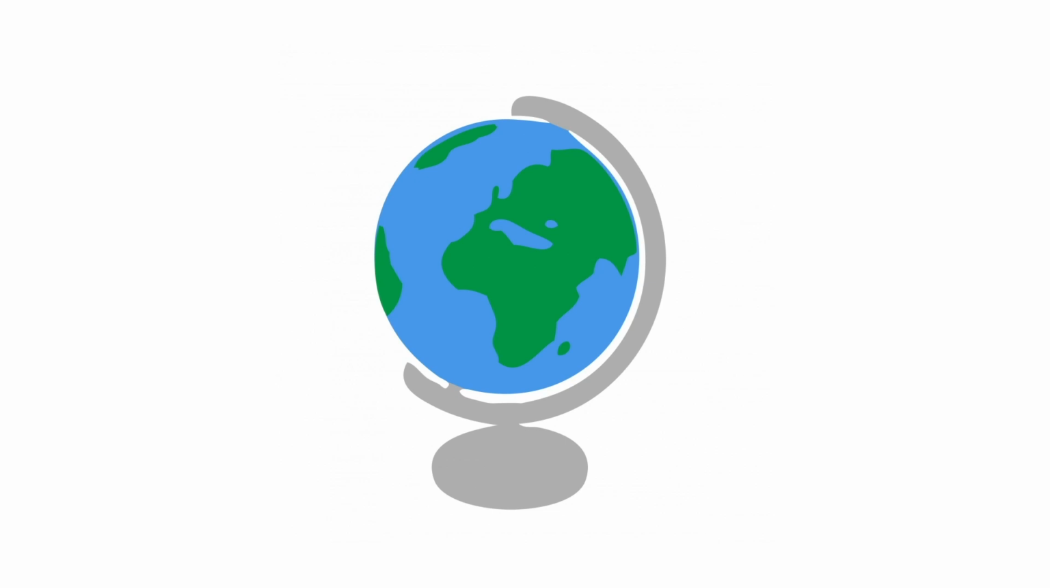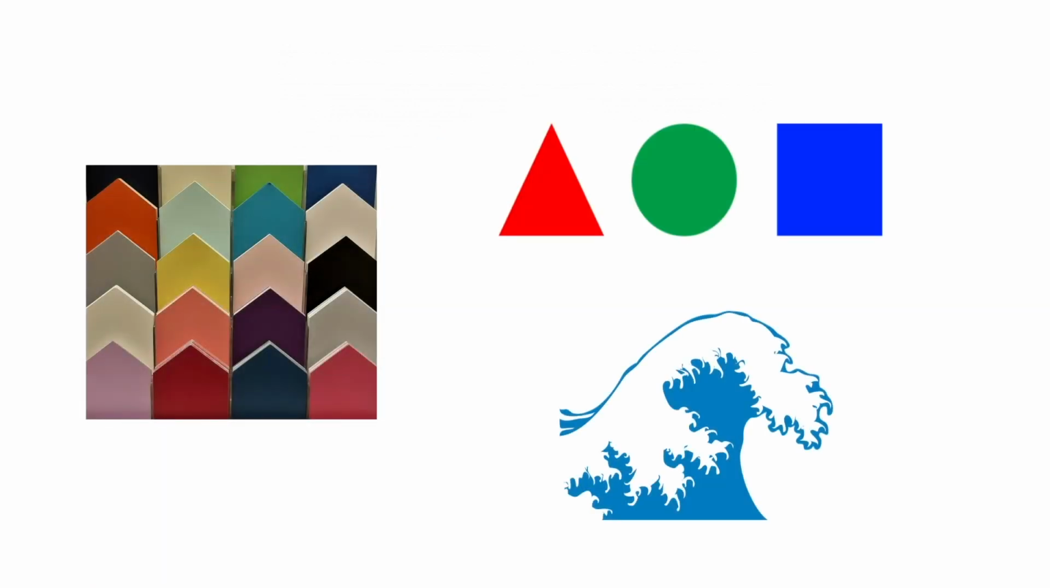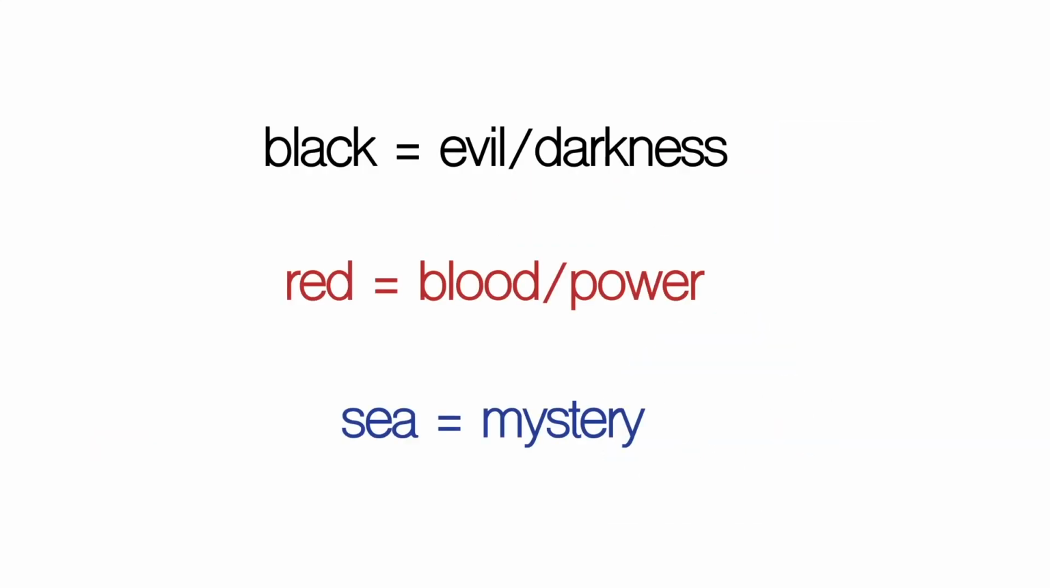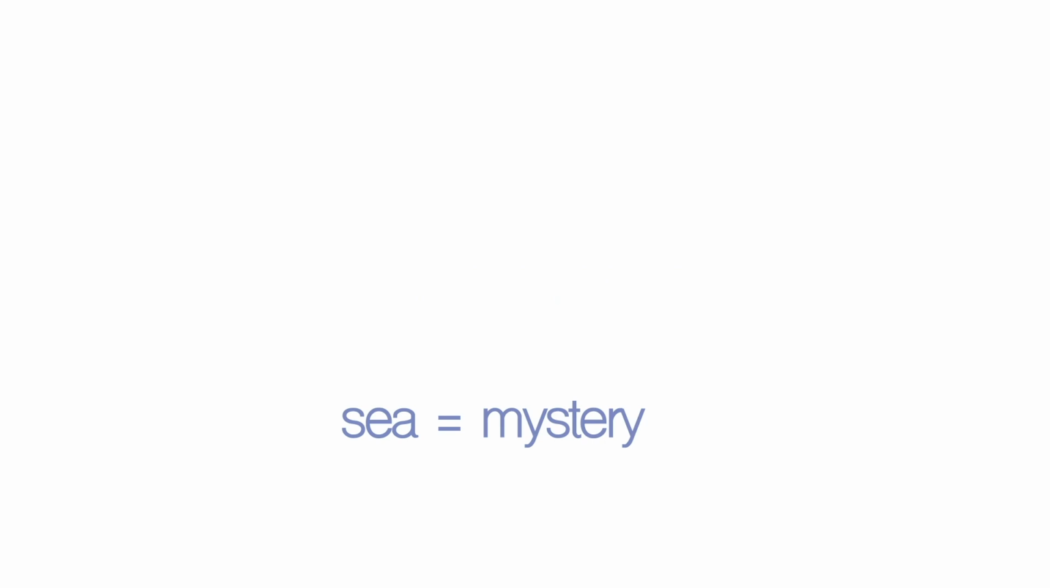Archetypes are symbols that everyone, anywhere in the world, will understand. These can include things like colors, shapes, and objects of nature. For example, black represents evil, red represents power, and the sea represents mystery. By incorporating symbols into your writing, you can add hidden meaning to your writing, which helps deepen your story and improve your writing in general.